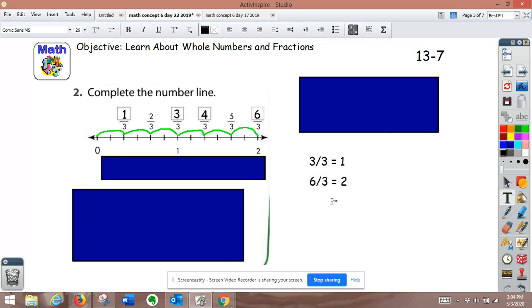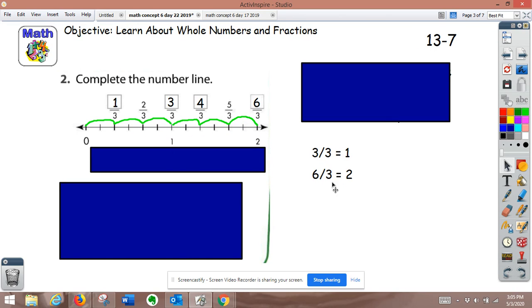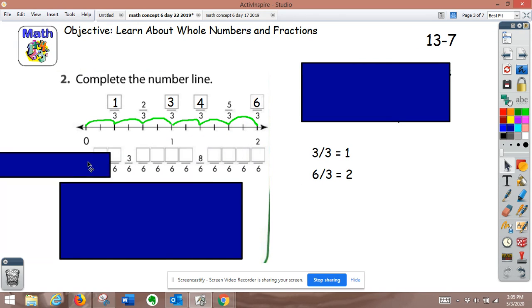Here's my fractions. Here's my whole numbers. I'm representing a whole number with a fraction. It's another name for it. There's another name for this whole number, and it is a fraction, 3/3. Another name for this whole number is the fraction 6/3. Okay. They are equivalent, equals, the same as.